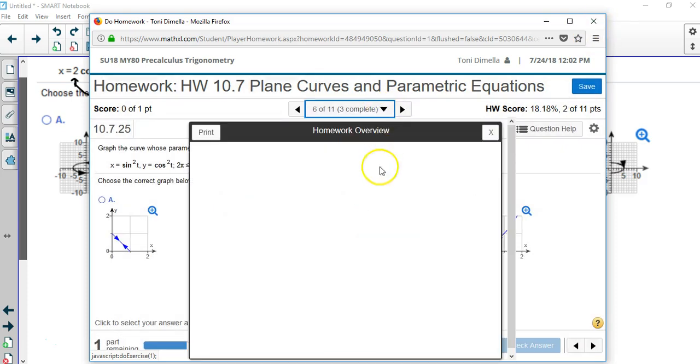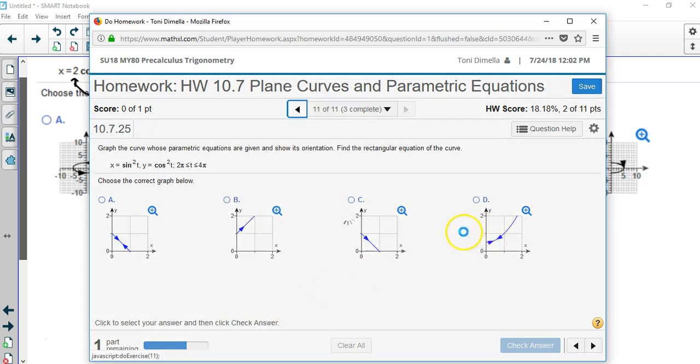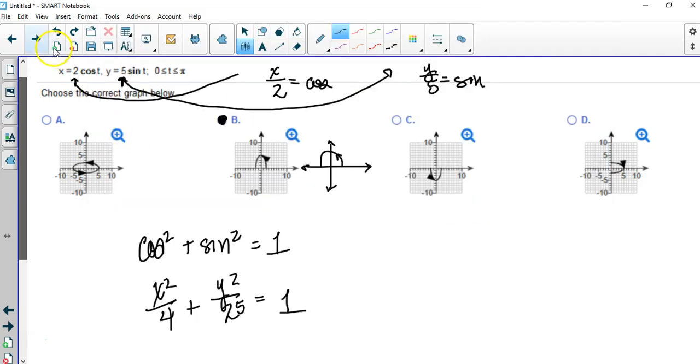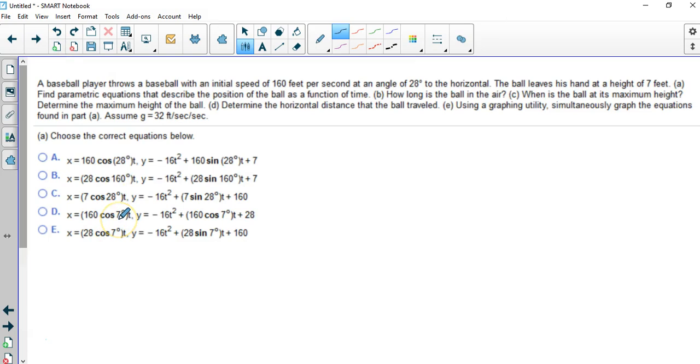The very last question is our baseball question. And it's a little sneaky. I got a baseball player that throws a baseball with an initial speed of 160 feet per second. That's important. And it's at an angle of 28 degrees horizontal with the ground. The ball leaves his hand at a height of 7 feet. And they are asking us a lot of questions here.